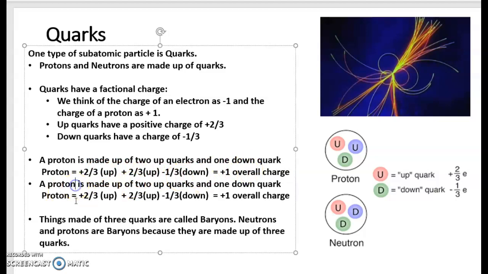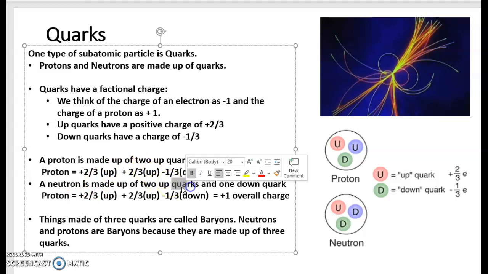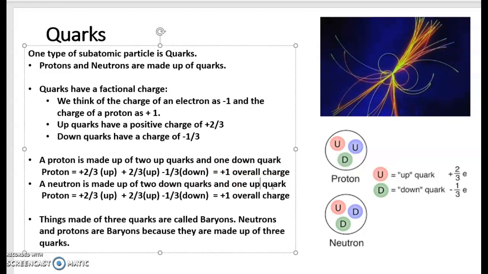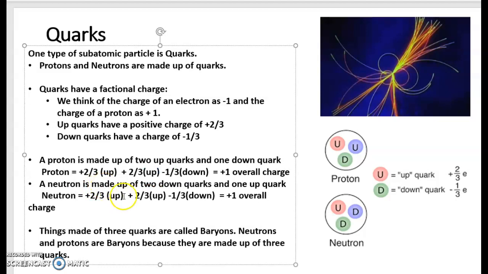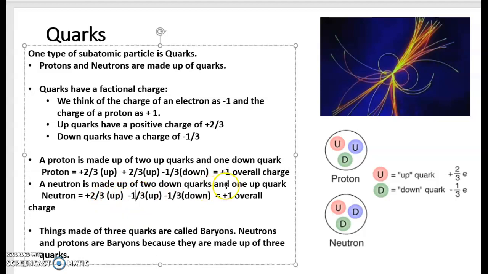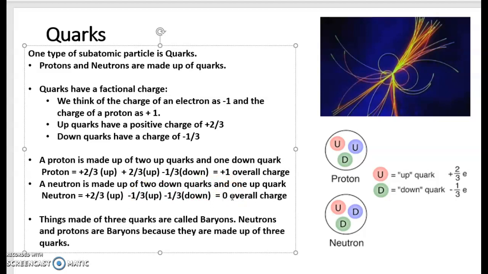And oops, sorry about this. I meant to say a neutron is made up of two down quarks, okay, and one up quark. All right. And so for a neutron, I'm going to edit this as we go on. A neutron is comprised of an up quark, which is +2/3, and two down quarks, -1/3, -1/3, which gives us an overall charge of 0.